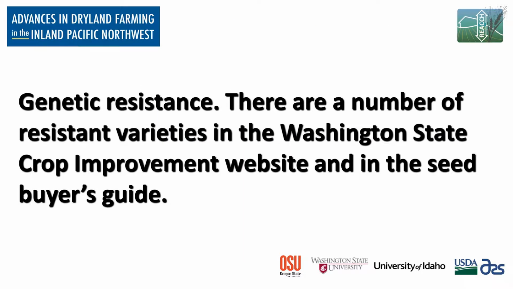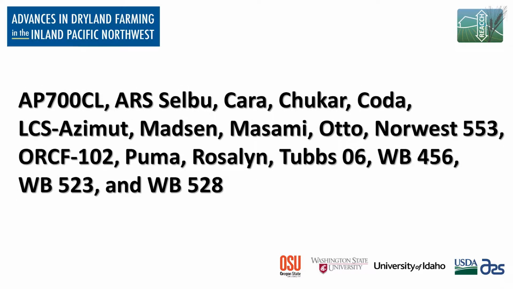Well, first of all, as I mentioned, there is genetic resistance. There's a number of resistant varieties. You can go to the Washington State Crop Improvement website or the Seed Buyer's Guide, and it will list the resistance of these varieties. So this slide here just shows you some of the current resistant varieties that are out there. You can see a number of ARS varieties. A lot of those are club wheats. Madsen, as I mentioned before, was the original resistant variety. And then a mixture of Oregon varieties, Washington varieties, and even some private varieties such as Westbred. So again, there's good genetic resistance out there.